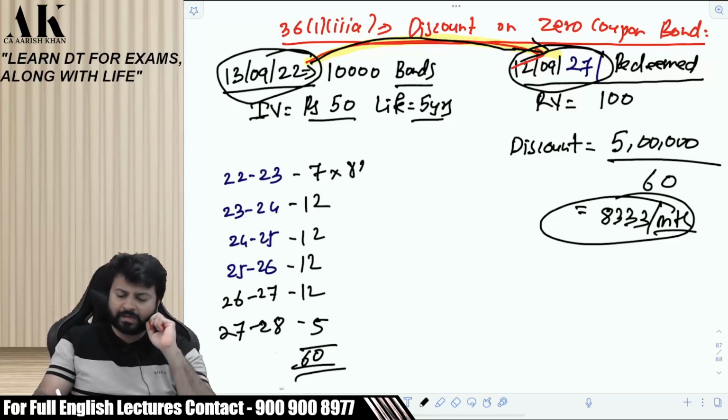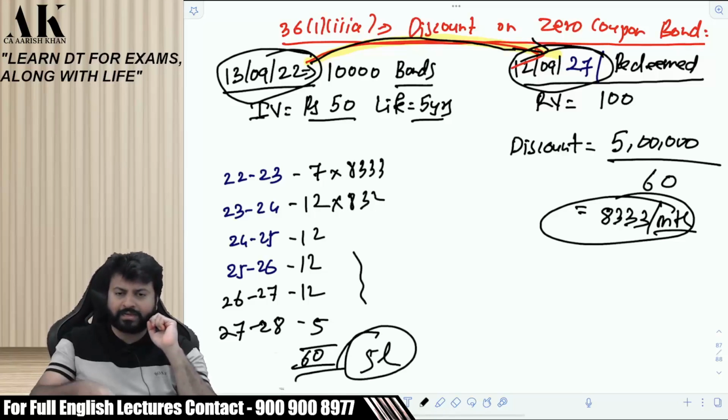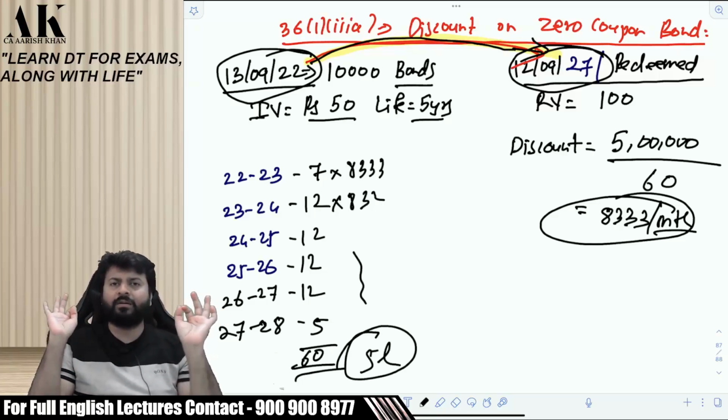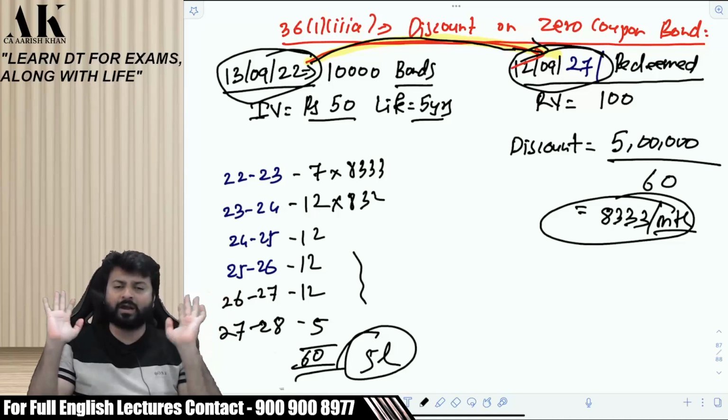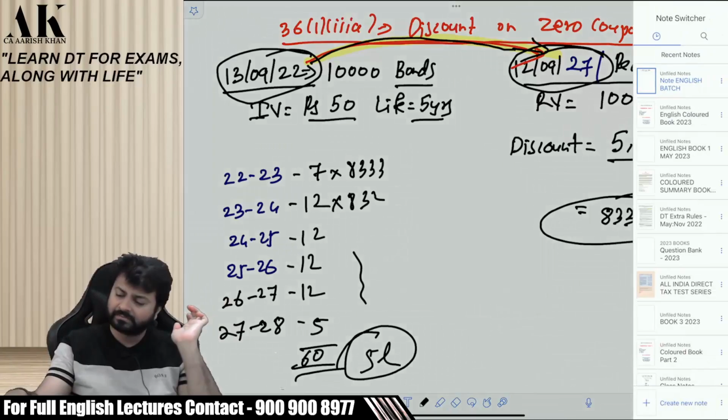You will multiply first year by 8333. Second year 8333. And you will do the calculation. Total will come to 5 lakh. Is everyone clear? This is how you will amortize the zero coupon bond discount. Is everyone clear with this?